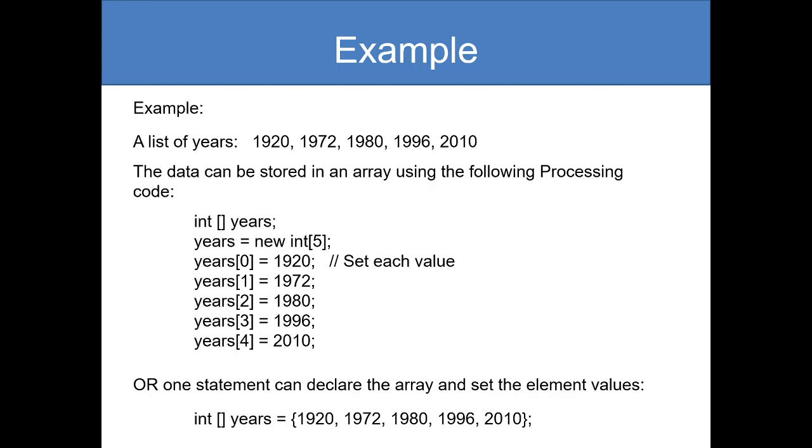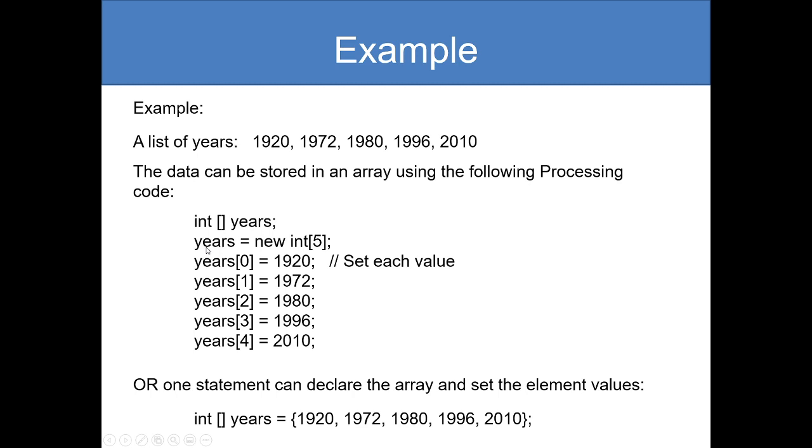So here's an example of going individually. If we had a list of years, 1920, 1972, 1980, 1996, and 2010, we can store all of those individually. The first thing I would notice is I have 5 things: 1, 2, 3, 4, 5. I have 5 things that I want to store. Then I first declare years to be an array, and it's going to be an integer. It's going to be a whole number.